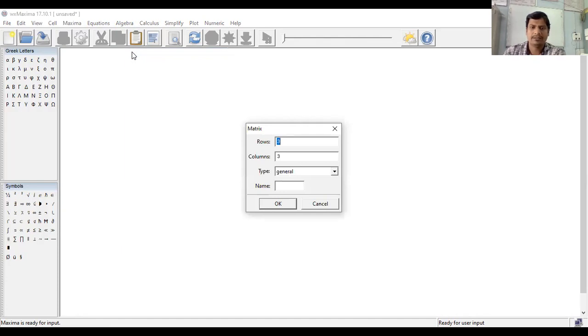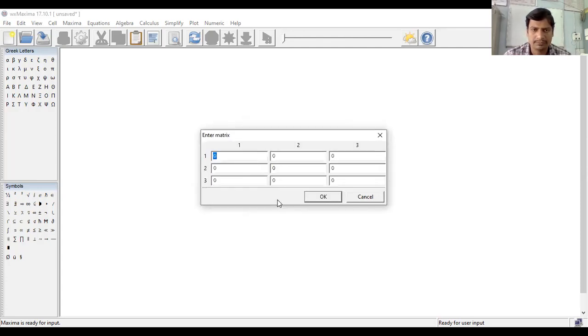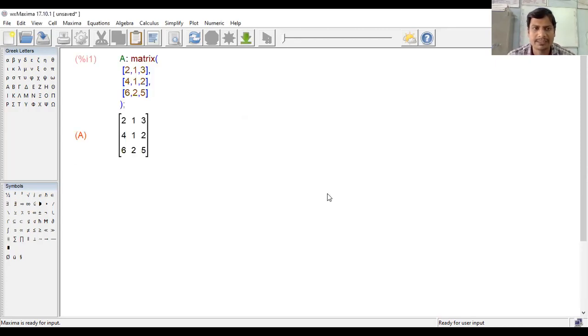What is the matrix name? That is A. I enter some elements here: 2, tab, 1, tab, 3, next row 4, 1, 2, next row 6, 2, 5, that is the third row, third column. This is your matrix: 2 1 3, 4 1 2, 6 2 5.